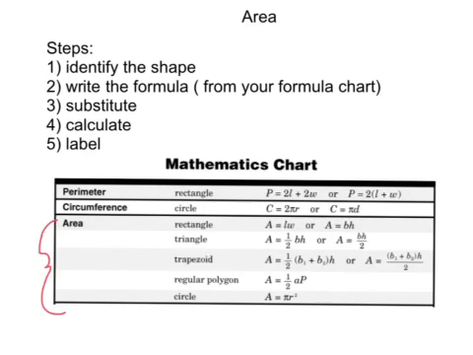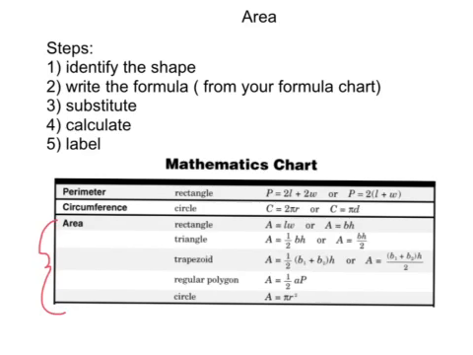Step 2 is to write the formula from your formula chart. Don't just assume you remember what it is because half the time you'll be right, half the time you'll be wrong, and that's a really easy mistake to correct. So make sure you have the correct formula. Step 3 is substitute. What I mean by substitute is that means to plug in the numbers that you have. Plug in the length or the width or the base or the radius, whatever you have. Number 4 is to calculate. That means to do the adding, multiplying, dividing, whatever we're working on. And then lastly is to label.